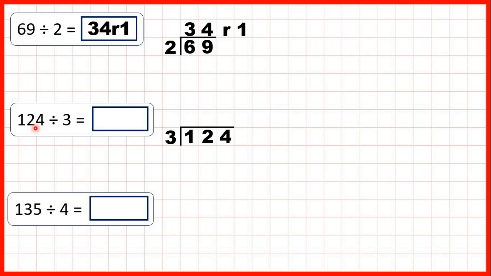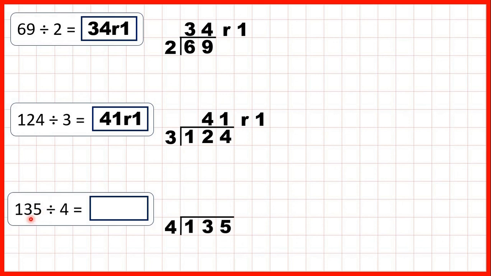Now we have 124 divided by 3. If we look at the first digit, 1 is less than 3. So what we can do is take the first 2 digits together. 12 divided by 3 is 4 because 4 times 3 is exactly 12. But now we have 4 divided by 3. Well, 1 times 3 is 3, but then we need 1 more to get to 4. So 4 divided by 3 is 1 remainder 1. That means our answer is 41 remainder 1.